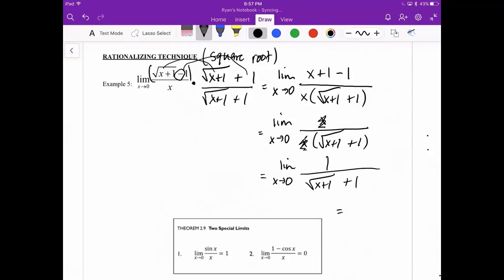Now if I try to plug in 0 again, I'm going to get 1 over the square root of 1 plus 1, which of course is 1 over 2. Okay, so the limit as x approaches 0 of that original function way back up there is equal to 1/2.